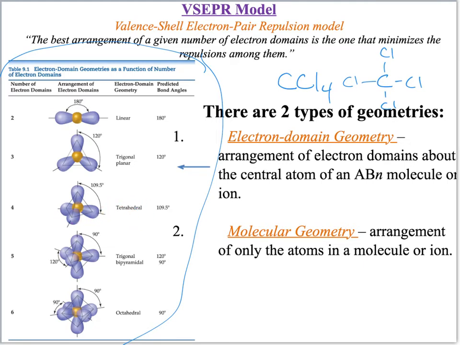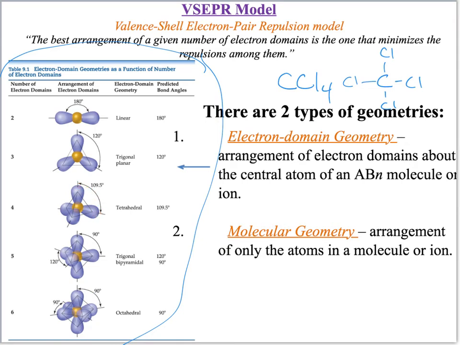What I require you in my class to know is to understand this table. I will provide the table. I'll give you the number of electron domains. I will give you the electron domain geometry. I will not give you the actual degrees separating. You should be able to calculate that.